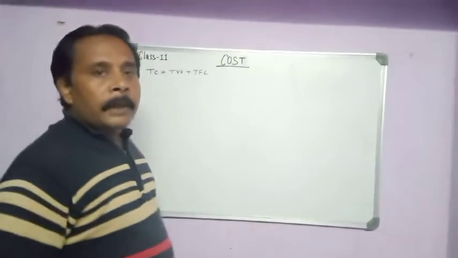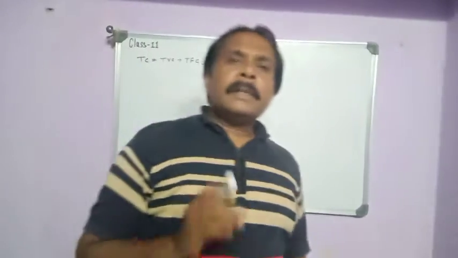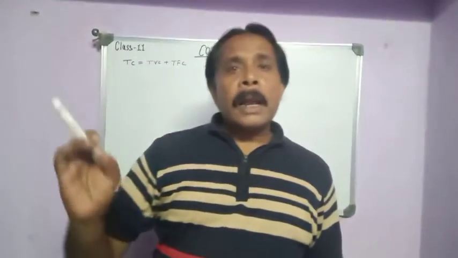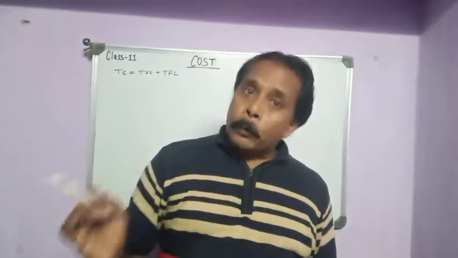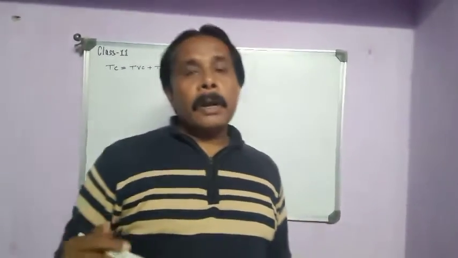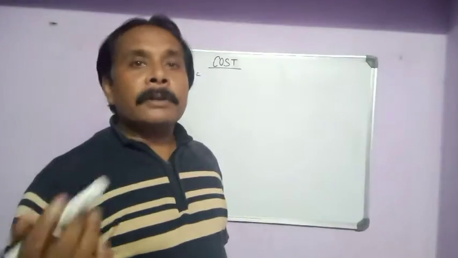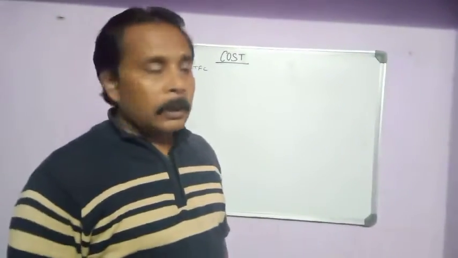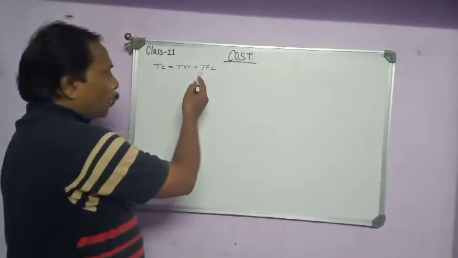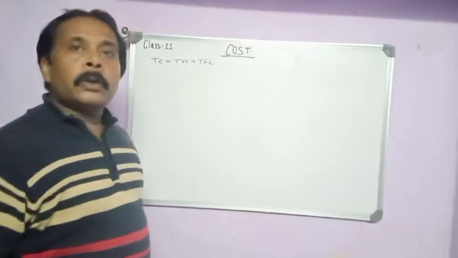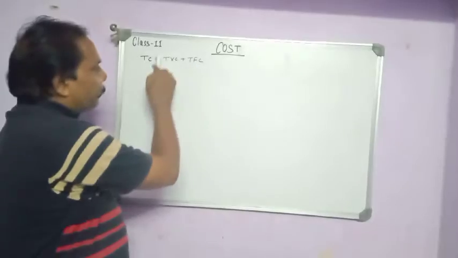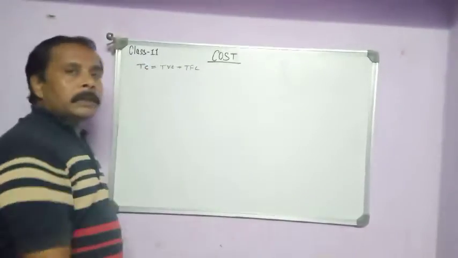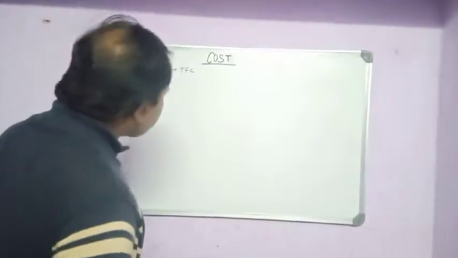Once again, what is total cost? Sir, it is the total expenditure which is incurred by the producer for hiring the factors of production. So it may be the total fixed cost or it may be the total variable cost, and that's why we say it is the summation of both, that is known as total cost.